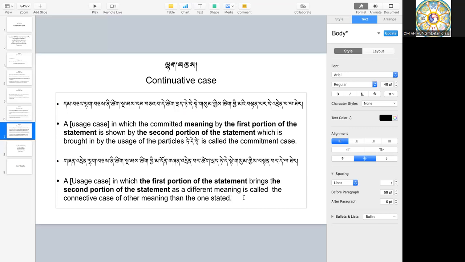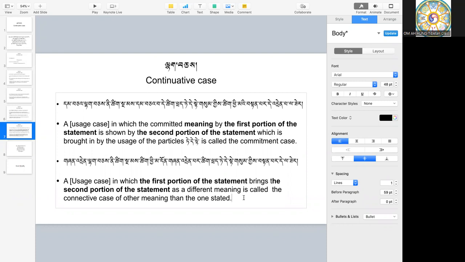The conjunction case is a statement of the continuative case in which 2 actions are connected or joined by the usage of the particle of continuative case, te, te, te. And of these 2 actions, one is the cause, the other one is the consequence. There are 2 variations under that, which we will discuss during the usage case.